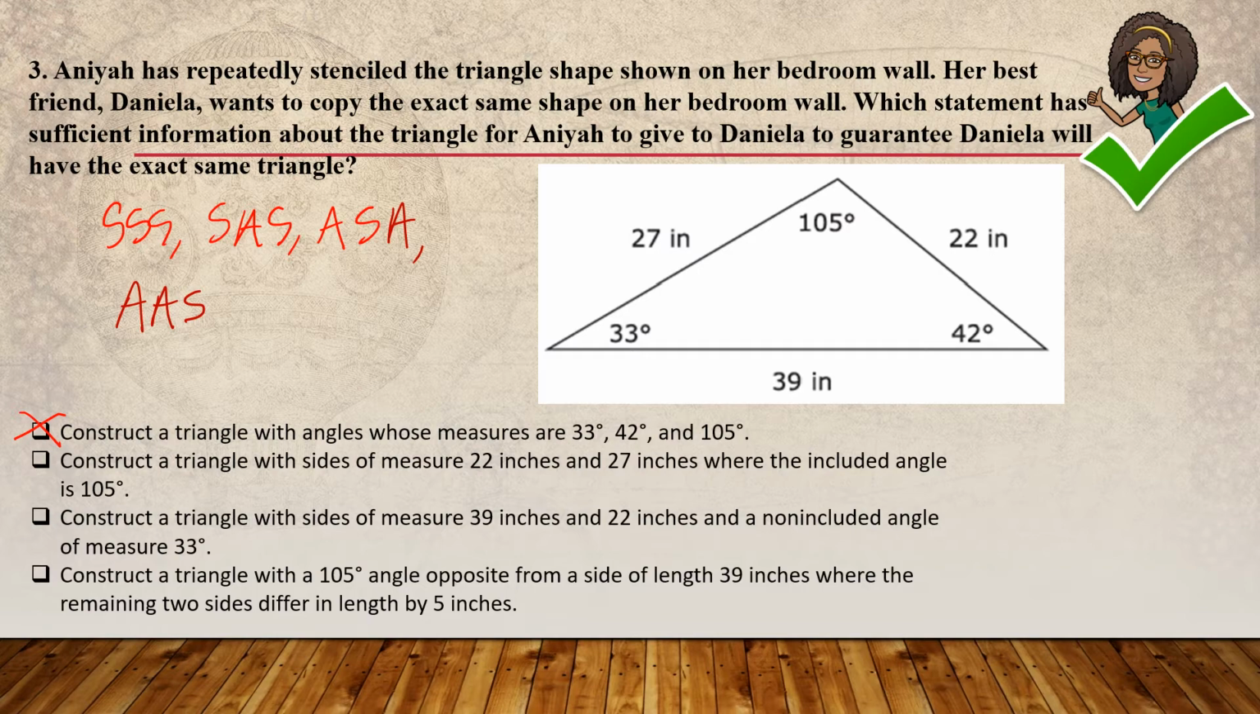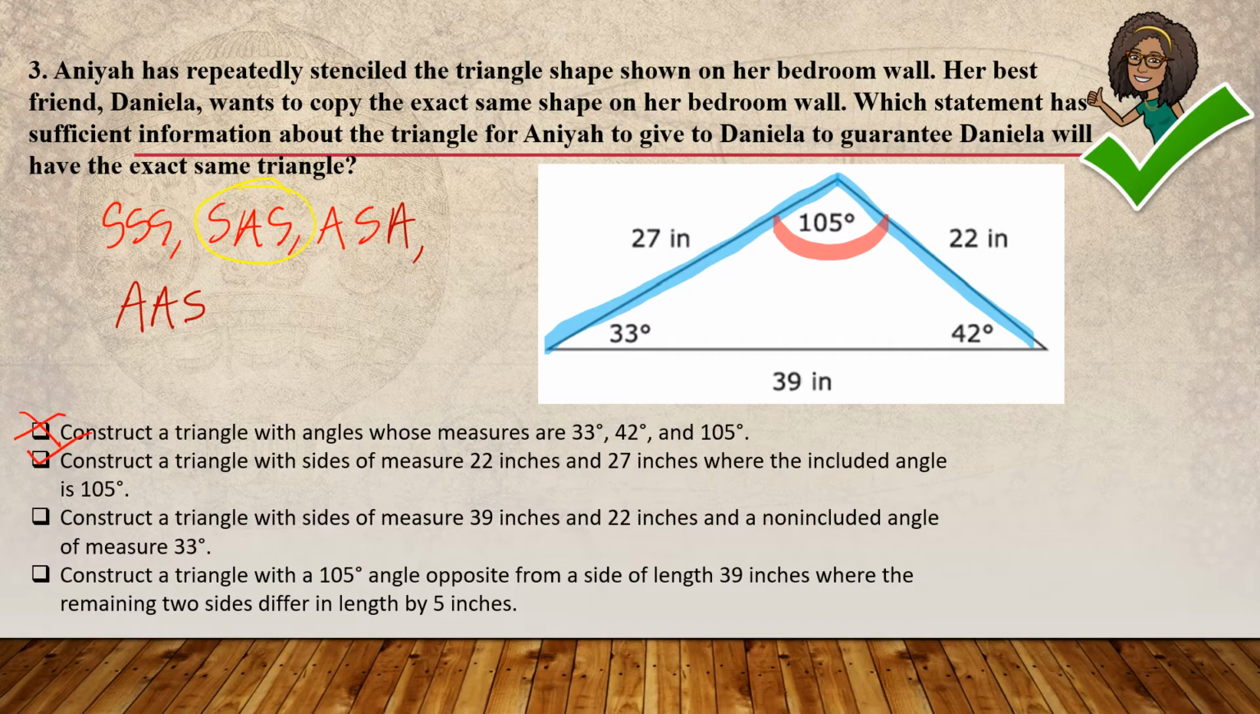Construct a triangle with sides of measures 22 inches and 27 inches, where the included angle is 105 degrees. So they're talking about this side here of 22 inches and this side here of 27 inches, and then saying that the included angle is 105 degrees. Well, let's think about this. If I have 2 sides and an included angle, that actually falls into one of the categories. So for right now, we're going to say that this is a true statement. If I copy it in that respect, then I'm going to get a congruent triangle. But let's just read through the other ones just to make sure that we're correct.